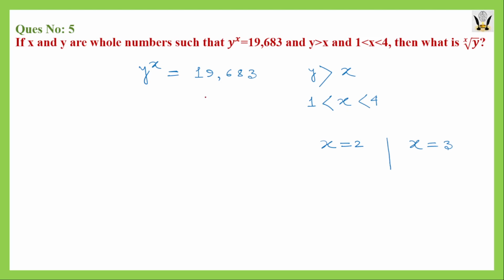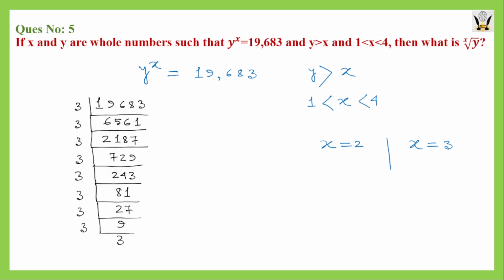Now we will apply the prime factorization method to check whether this is a perfect square or a perfect cube. If we find the factors, we can see we have 9 number of 3. So 9 is not an even number, so this given value cannot be a perfect square. And since we have 9 number of 3, we can divide those 3's into 3 parts, and in each part there will be 3 number of 3. That means it will be a perfect cube.